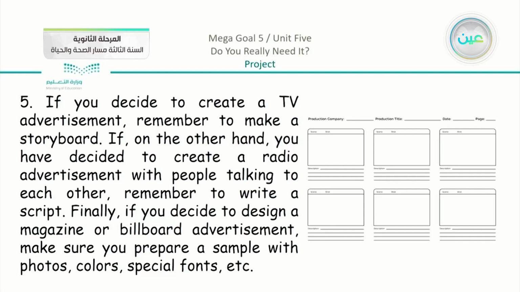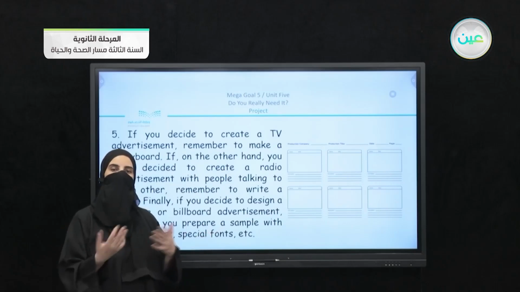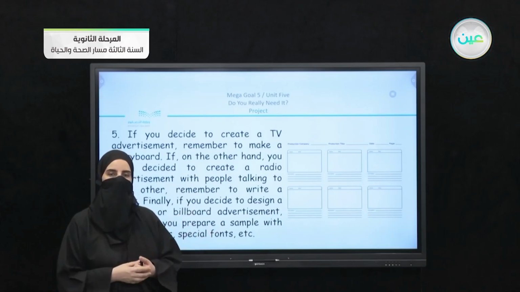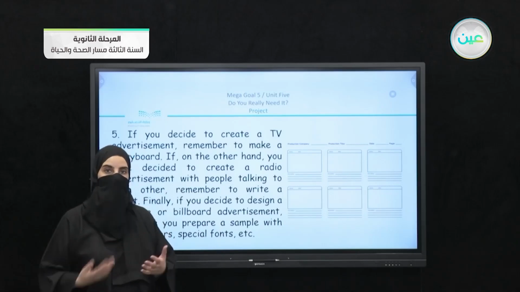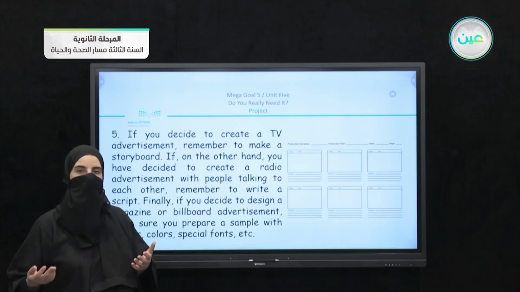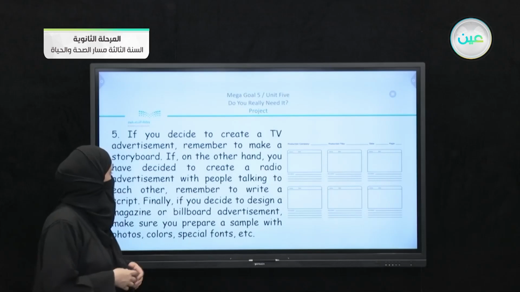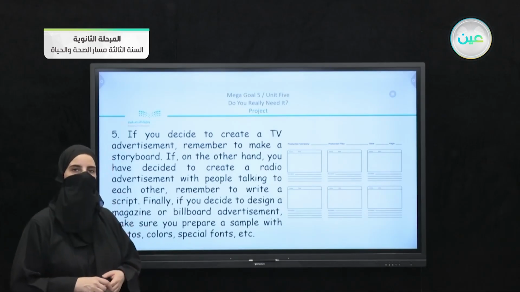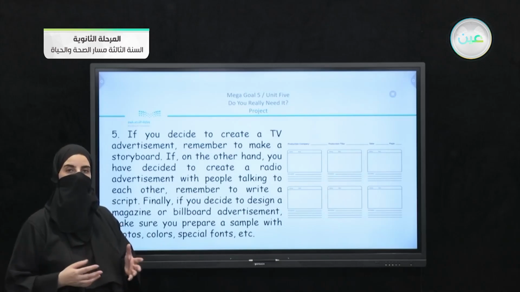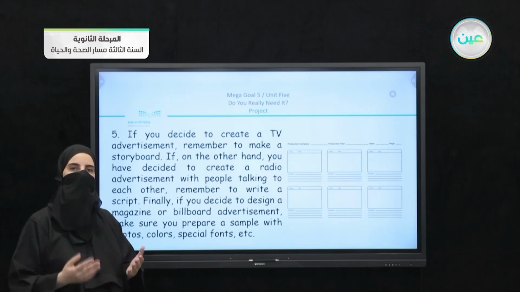So whether you are going to use this type of storyboard in your advertisement, you are going to make a TV commercial or even a radio advertisement, remember that you do have to write a complete script. It's like a conversation between the people or the members that you are going to join in the advertisement here. Otherwise, if you're going to have something which is seen like a billboard or, for example, in a magazine, you can make sure that you have all the different elements that are needed. Now, there are mentioned here the sample of photos, colors, and special fonts, and so on. So you have the freedom to choose any type of advertisement, and also the freedom to choose what kind of advertisement you are going to present.